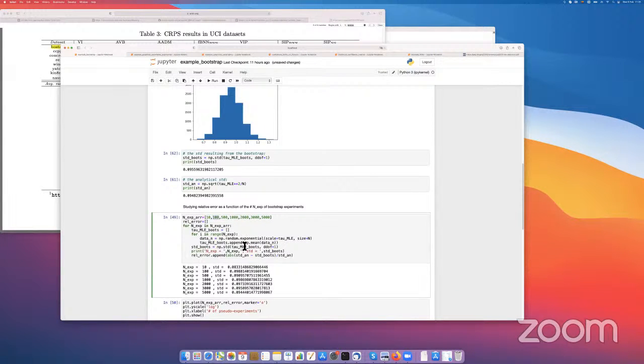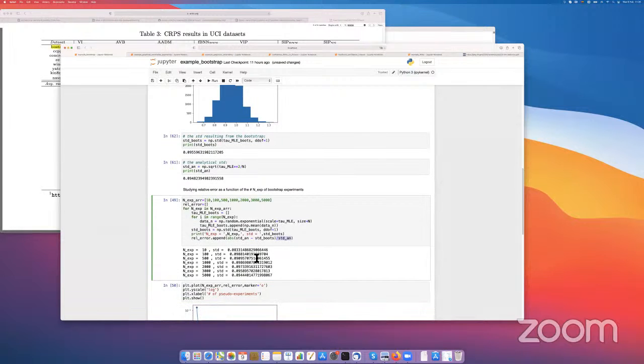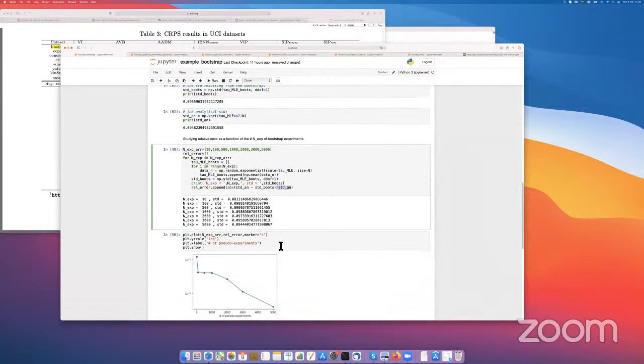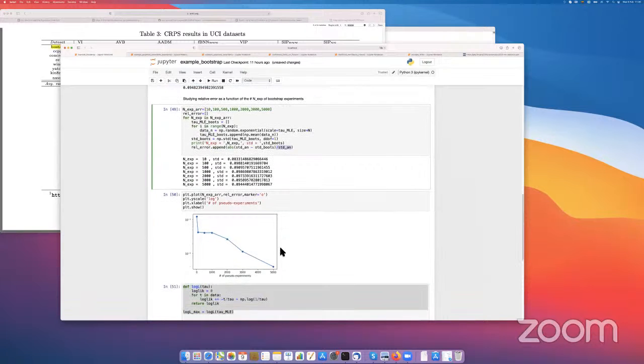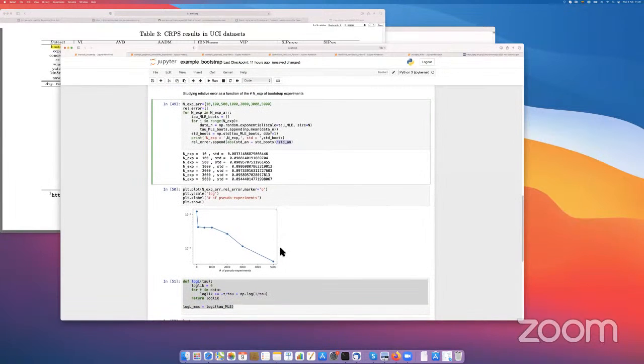And in each case, I am computing the relative error of the standard deviation I get with respect to the analytical one. So I divide it by the analytical one, in percent if you want. And this is what I get, okay? This plot here is the relative error of the standard deviation with respect to the correct or the analytical result.